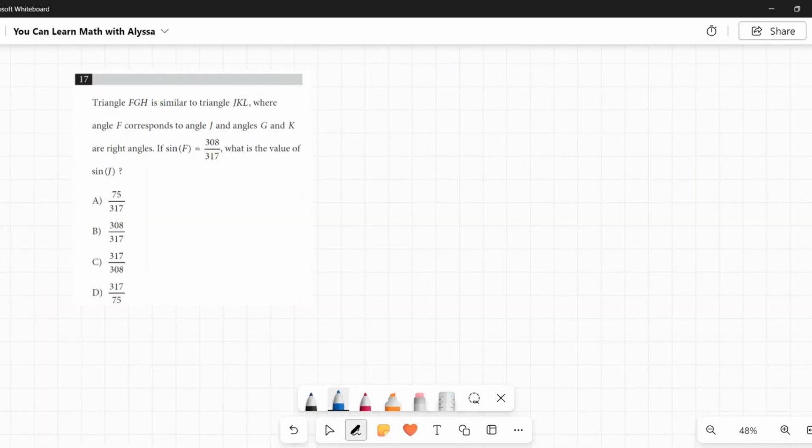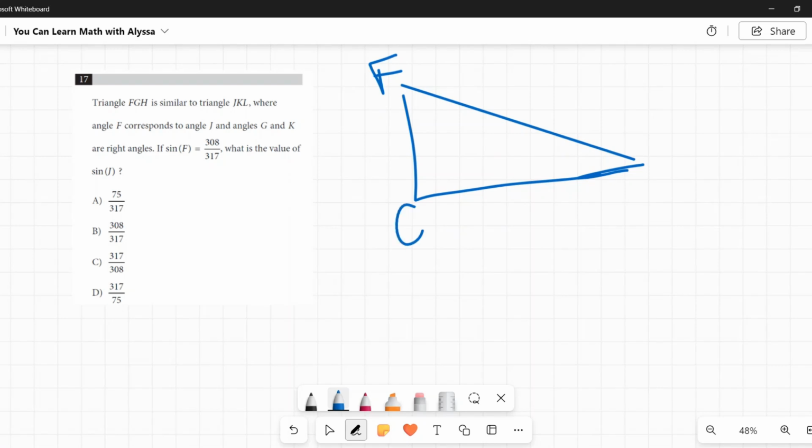Number 17, triangle FGH is similar to triangle JKL, where angle F corresponds to angle J and angles G and K are right angles. Okay, so FGH and angle G is a right angle. I don't know what the proportions are, but I can get kind of close. So I have FGH and G is a right angle. And I know JKL looks like it. It may be smaller, it may be bigger, I don't know.